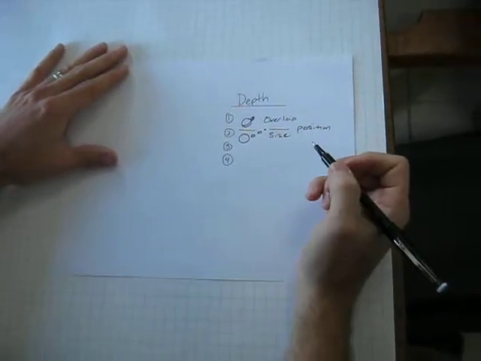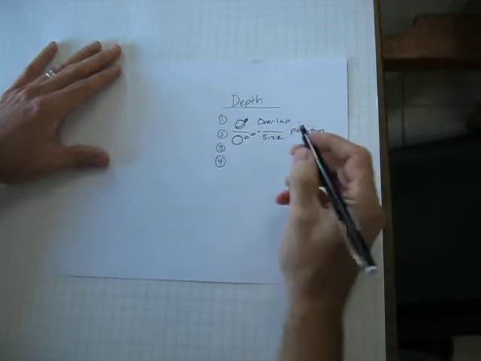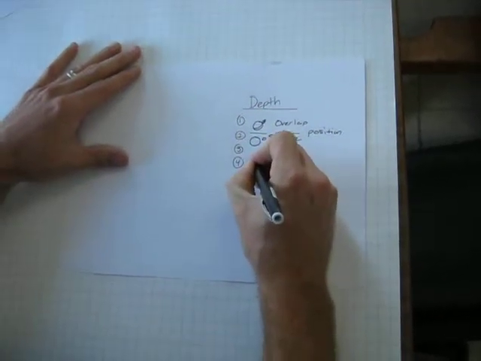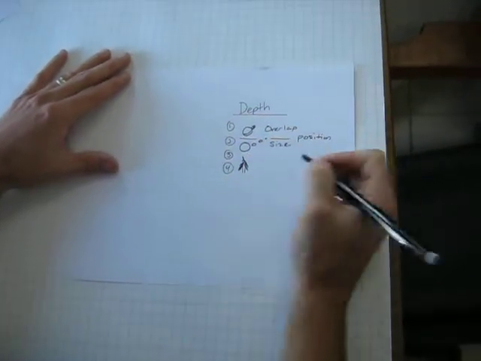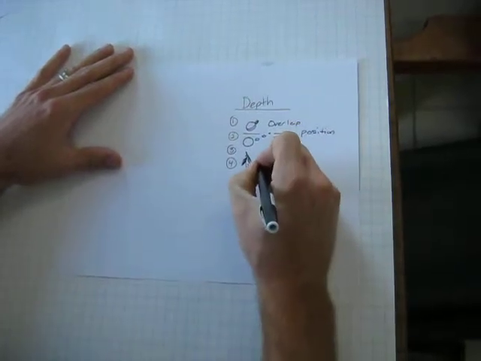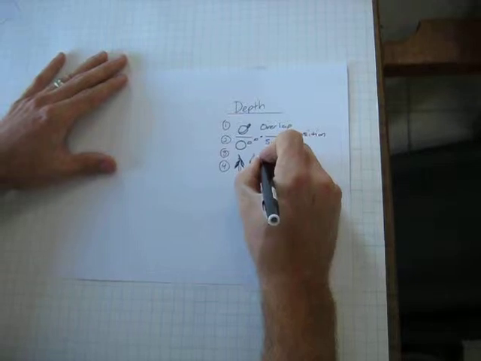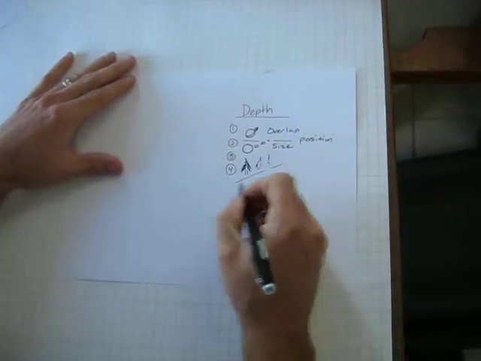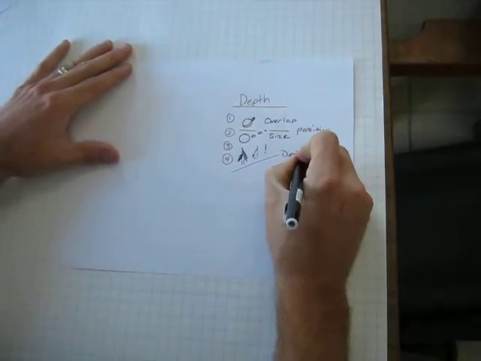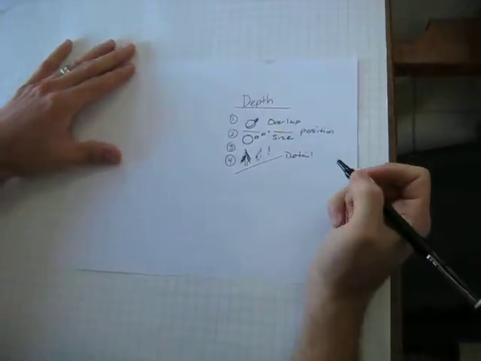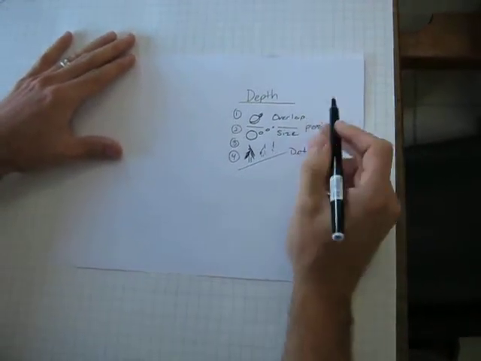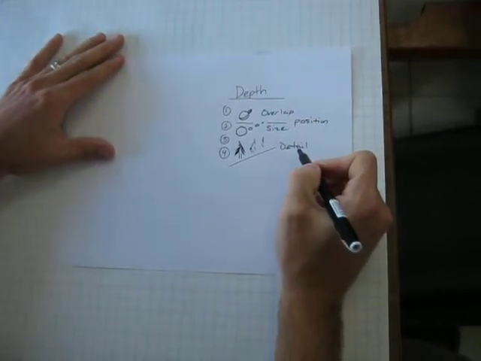And we're also going to be talking about detail. Objects that are closer are going to have more detail. Objects that are getting further and further away are going to have less detail. So we have overlapping, size, position, and detail.